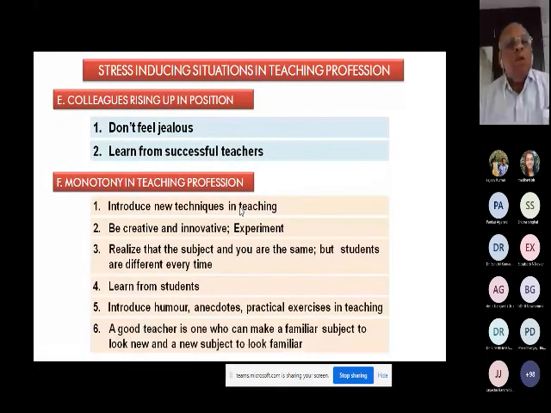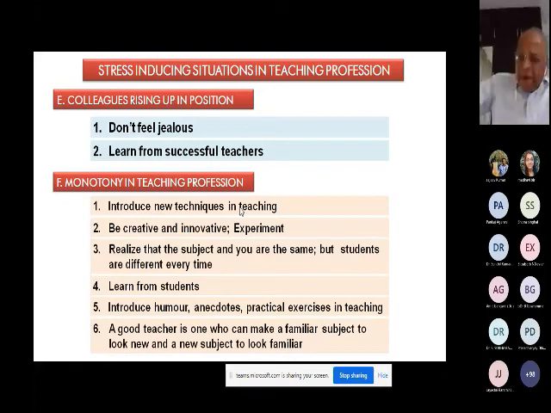Colleagues are rising up the position. You know, one teacher joined only 2 years back, and he's already a professor or something. I am not. Fine. Don't feel jealous. On the other hand, learn from him. What are the competencies he has developed? What are the skills he has developed which I am possibly lacking?